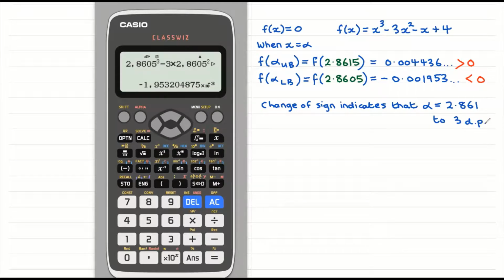So that's pretty conclusive. Now, that's using the Newton-Raphson method, and of course we could have done several iterations and got something way more accurate just by pressing the equals button over and over again.